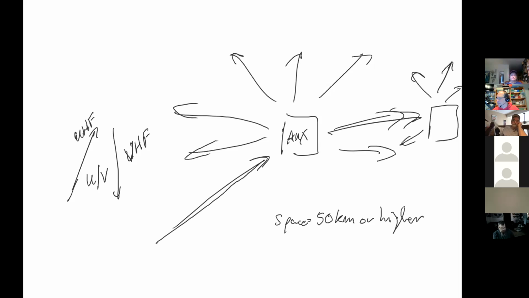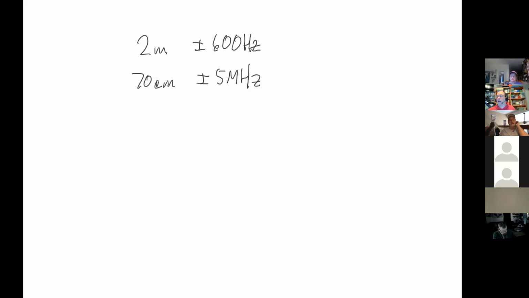Again, a space station is any station 50 kilometers up or higher. Repeater offsets on the 2-meter band are plus or minus, as we discussed, 600 kilohertz. This is actually important to memorize. 70 centimeters is plus or minus 5 megahertz. And there's a dividing line on each of these bands for whether you shift up or shift down.